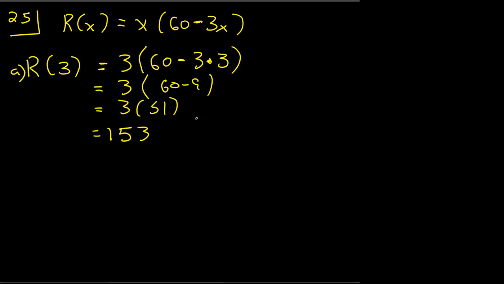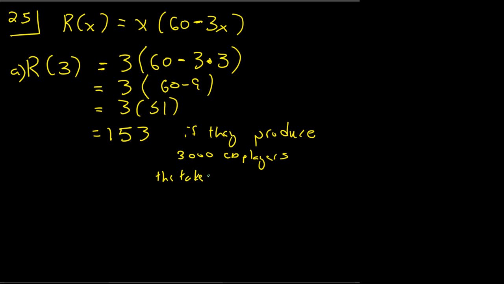And so that means if they produce and sell 3,000 compact disc players, CD players, they take in revenue of $153,000. And so our revenue function comes from that.